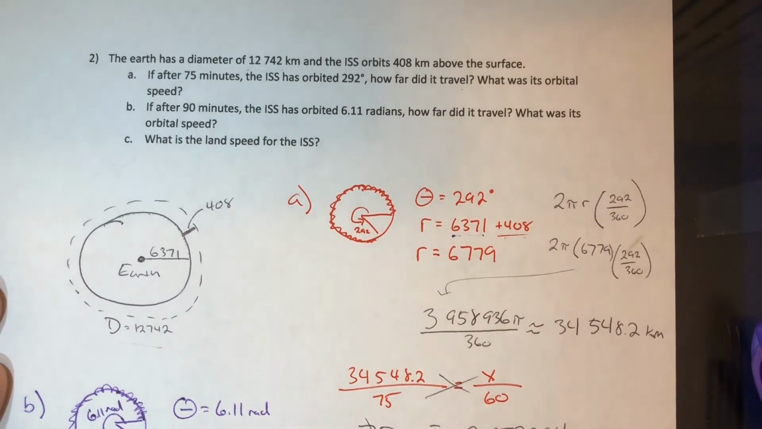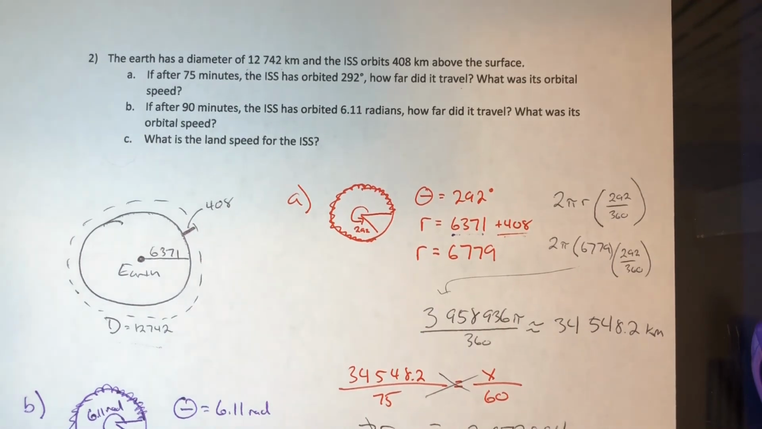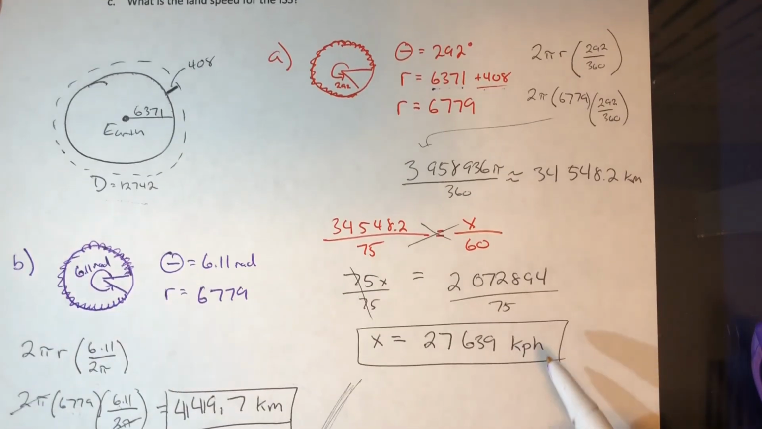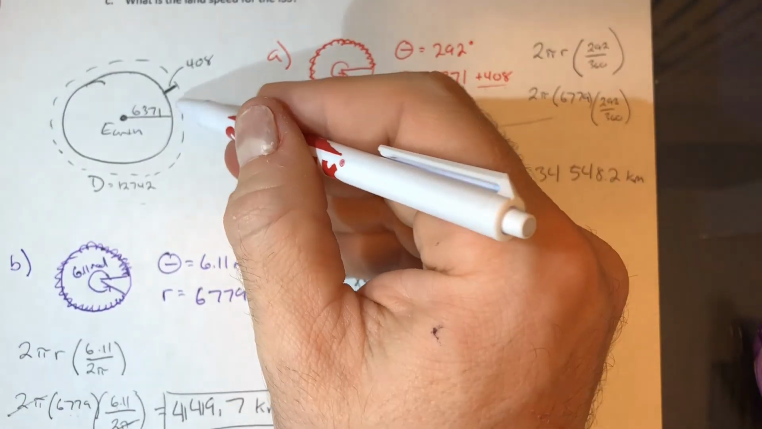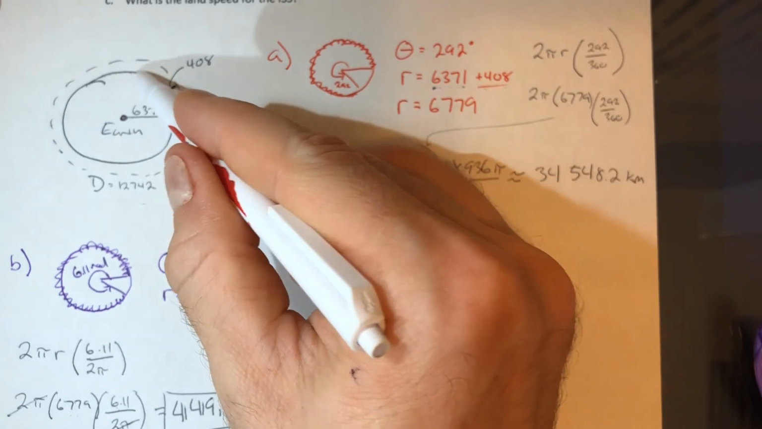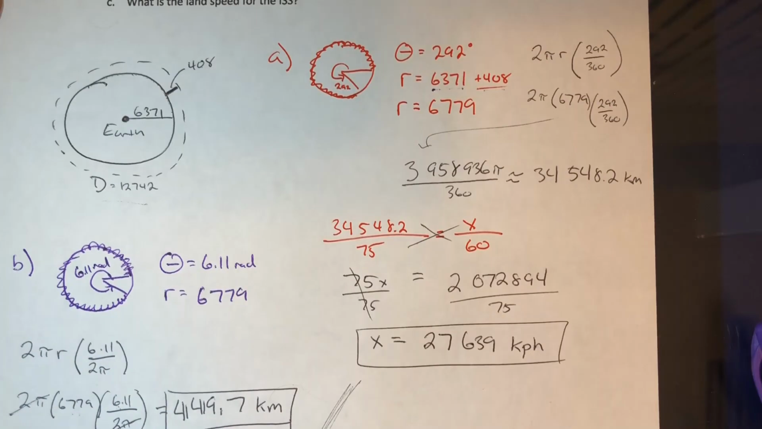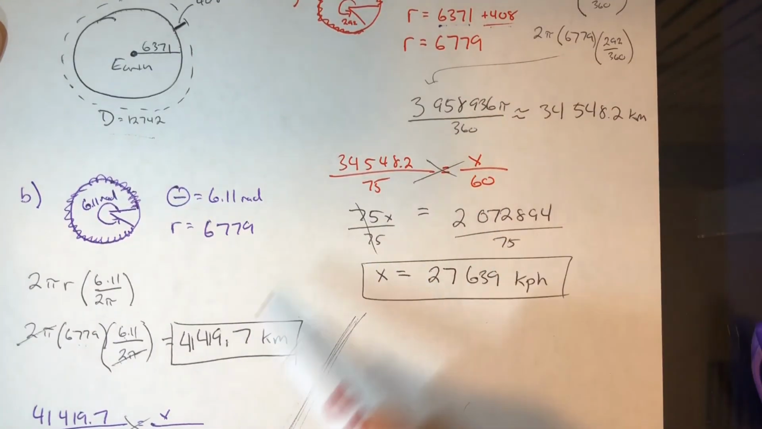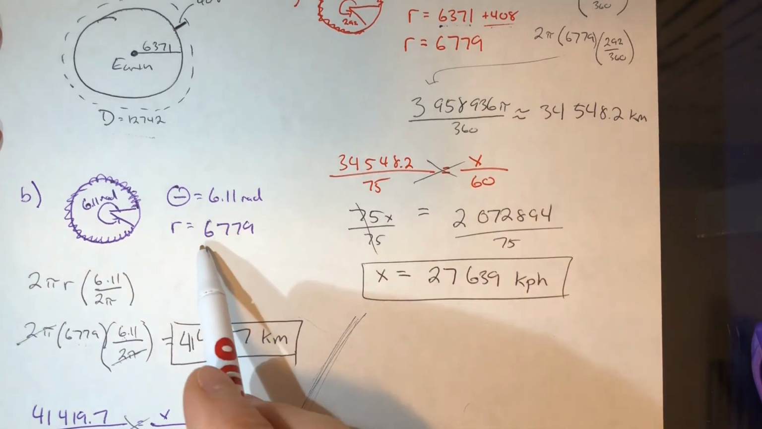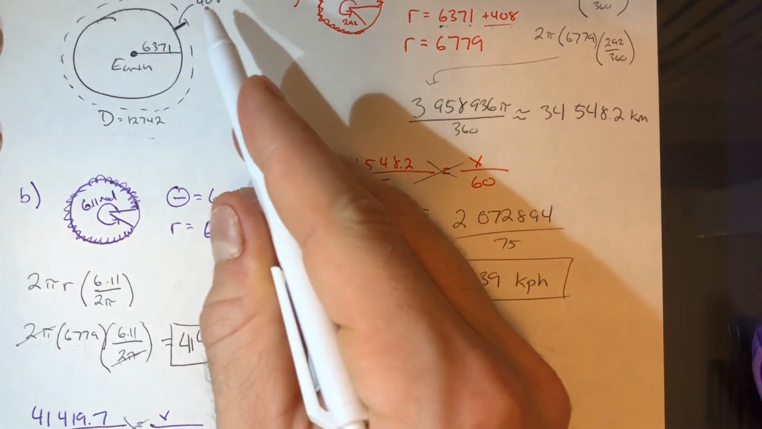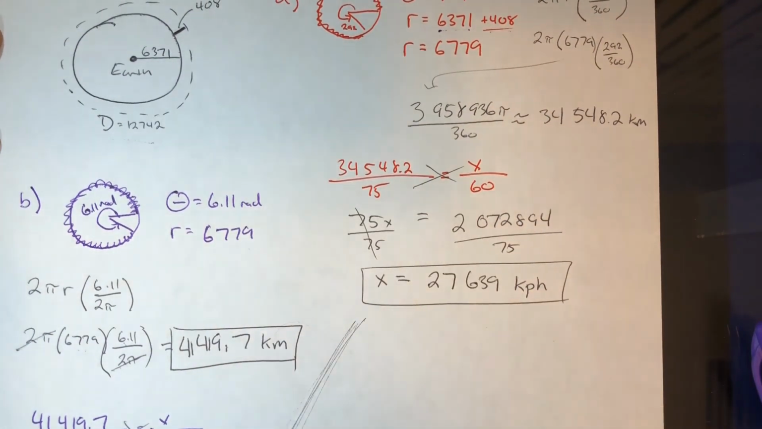What is the land speed for the ISS? Well, let's take a second and think about what it's asking us. We figured out our orbital speed, which tells us how fast we're moving around this outer circle. The land speed is how fast we're moving around this inner circle. So we're going to have to use one of these setups, but instead of using the adjusted radius, we're going to have to take back off that orbital distance. I'm going to have to take back off that 408 kilometers.